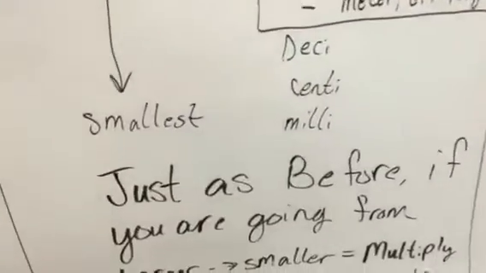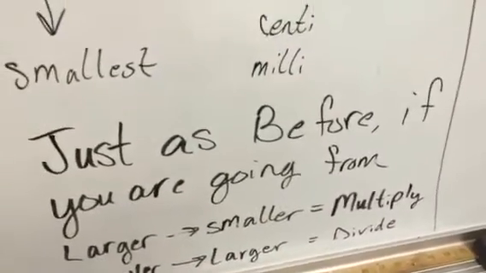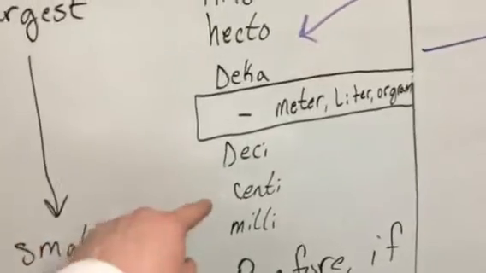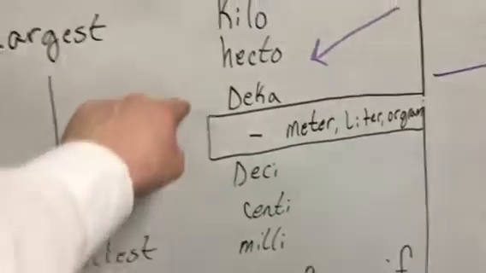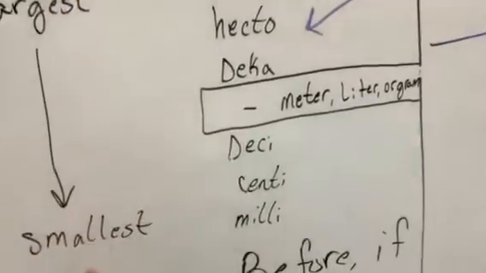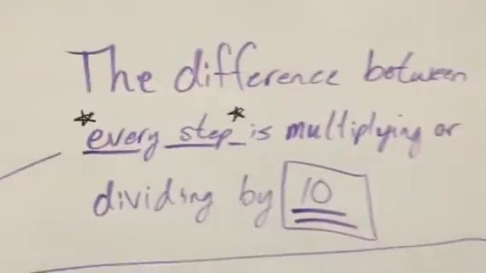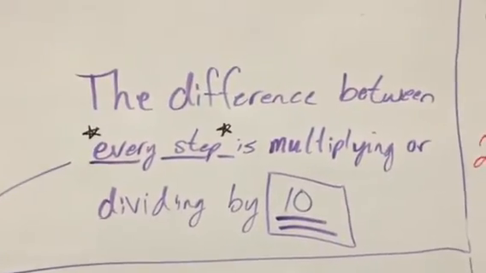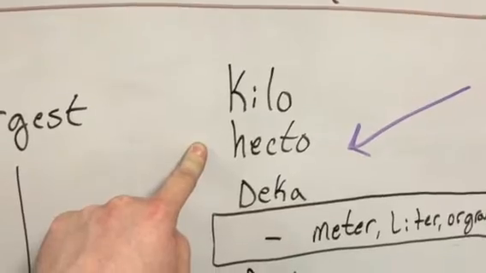Just as before, if you're going from larger to smaller, you're going to multiply, and smaller to larger, you're going to divide. So if you have centiliters, and you're converting it to kiloliters, going from smallest to largest, so you look down here, and you're going to divide. Once again, the difference between every step is multiplying or dividing by 10. So if I'm going from here to here, I'm going to divide by 10.